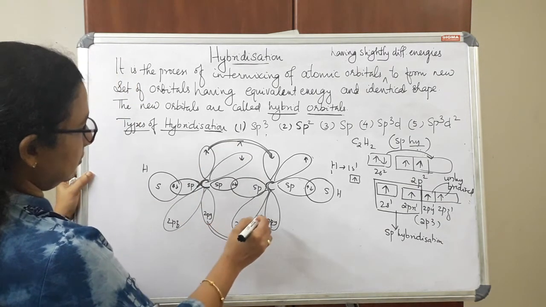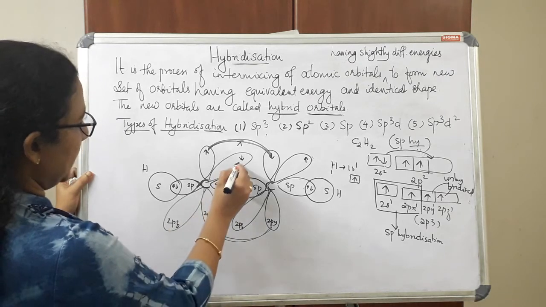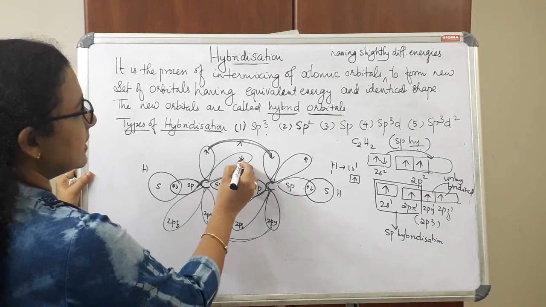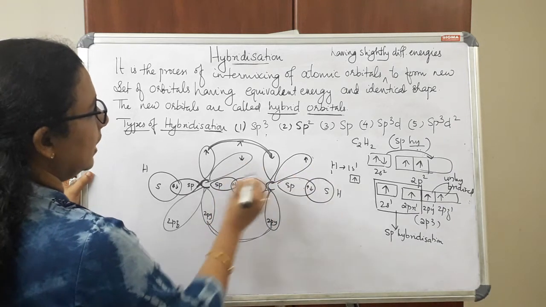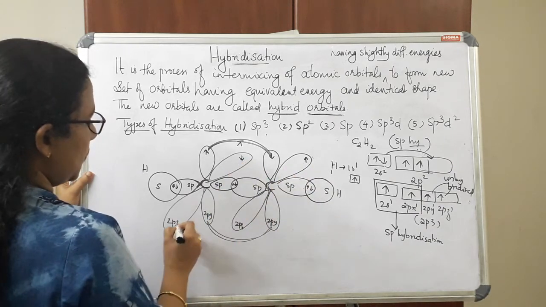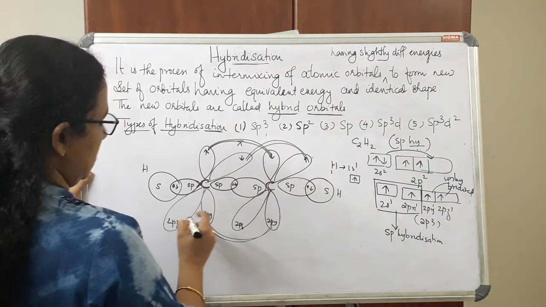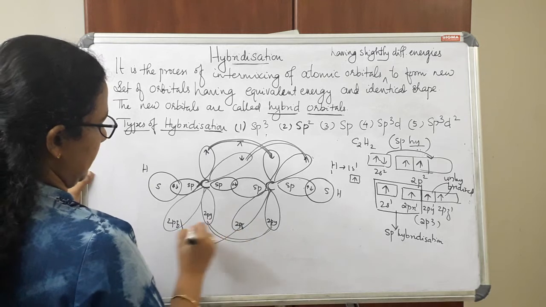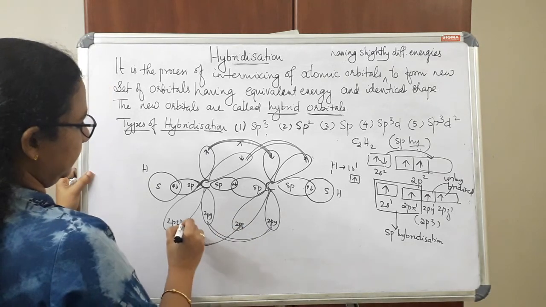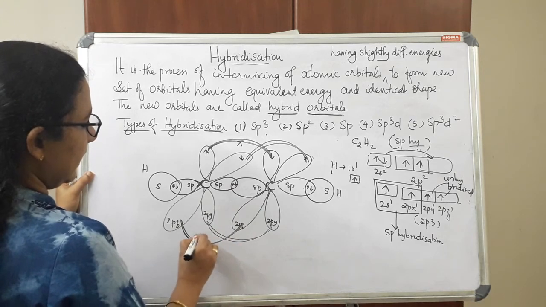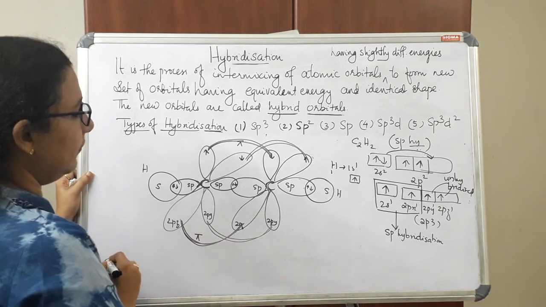And one more orbital is there, that is the 2pz orbital. So the 2pz orbital is also having a single electron each in both carbon atoms. So this 2pz orbital will be overlapping laterally, and also a pi bond will be formed.